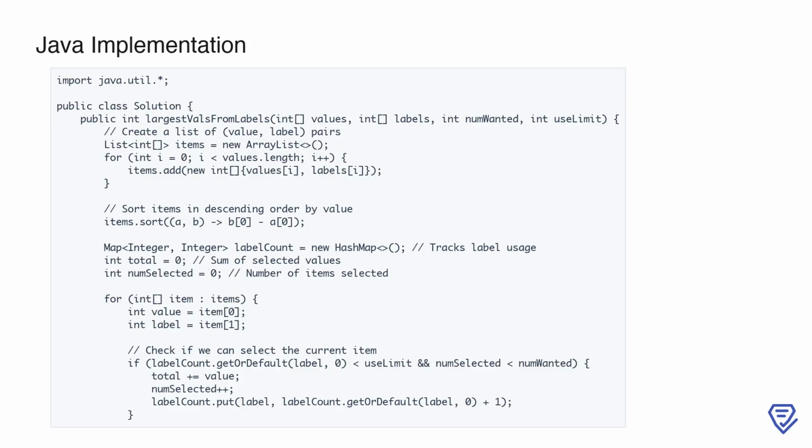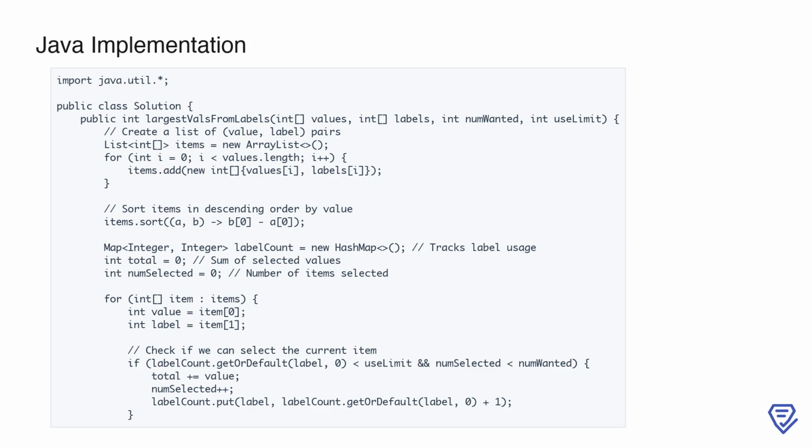Next, we sort this list in descending order based on the values, ensuring that we prioritize higher value items during selection. The label count map is initialized to track how many times each label has been used, while the total variable will keep track of the sum of the selected values. There's also a number selected counter to monitor how many items have been selected so far.